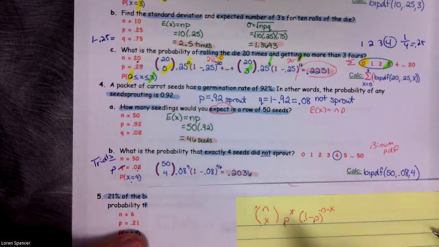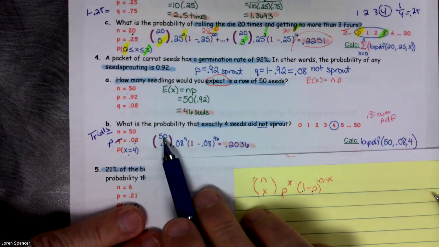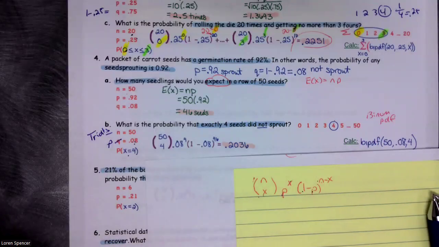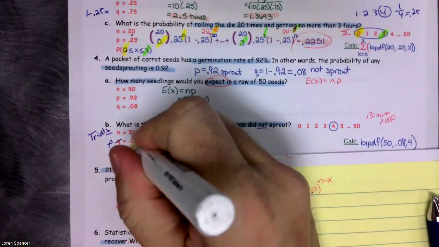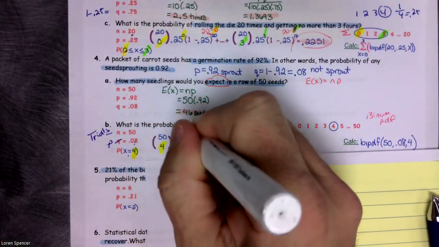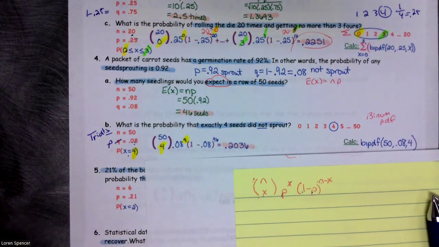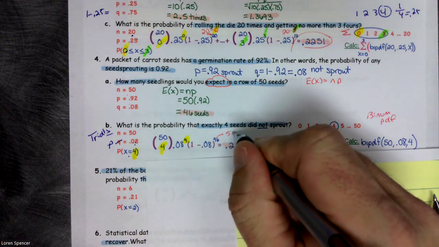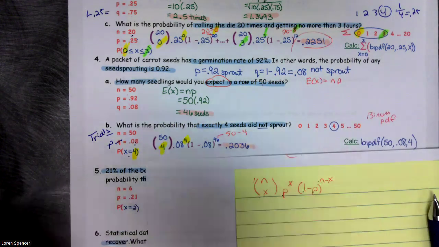All right, and there's our formula, our number of trials, probability of success, which came right here. Please remember, this shows here, here, here. And where did that 46 come from? That 46 came from 50 minus 4.